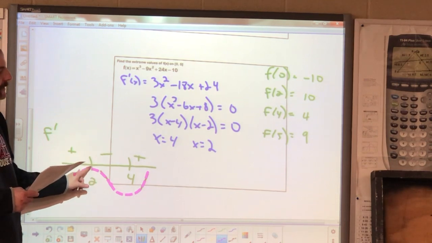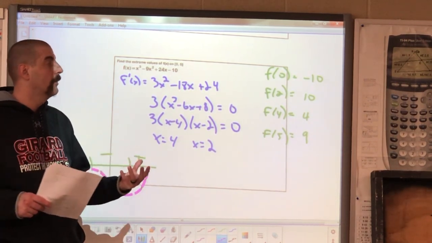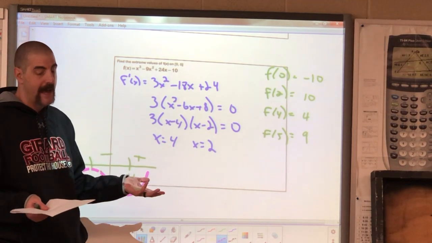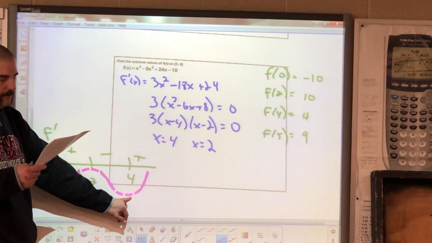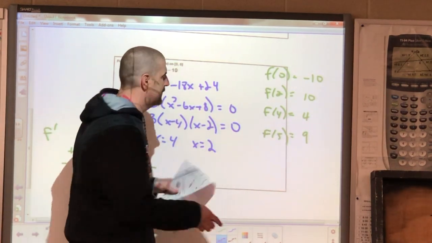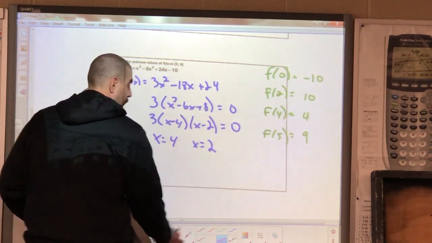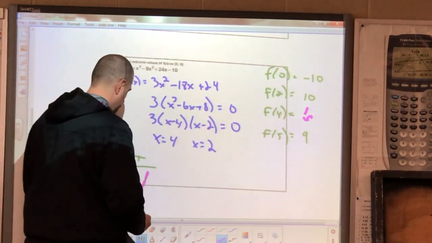Why? Because, again, if it occurs off an endpoint, it could be a local max if there is no other local max. Okay? And then 4 is a local min because you get 4. I'm sorry, that's 6. I don't know why I wrote 4 there. That is 6. Sorry. Hopefully you fixed that.